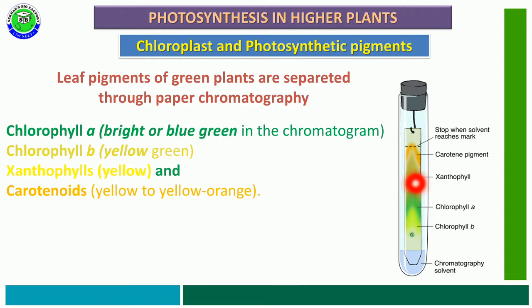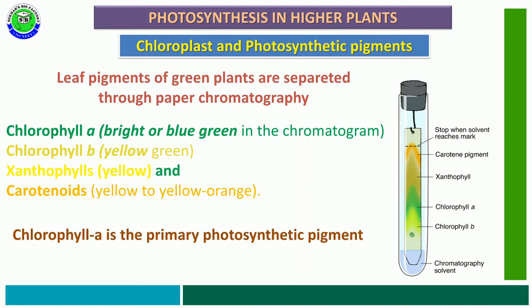In this chromatography, the color which is bright or blue-green is identified as chlorophyll A. The color with yellow-green is identified as chlorophyll B. The yellow color pigment is identified as xanthophylls. And yellow to yellow-orange color is identified as carotenoid pigments. In this way, with paper chromatography, depending upon its color, the four types of pigments are identified. Out of these four pigments, chlorophyll A is the primary photosynthetic pigment.